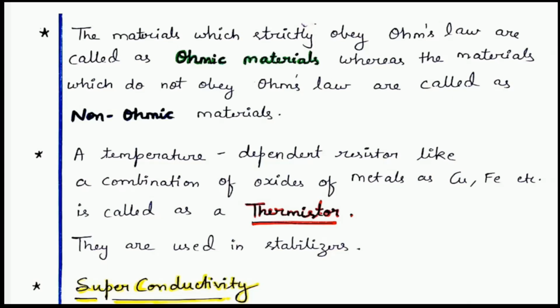For example, some combination of oxides of metals like copper, iron, etc. can be a thermistor. These thermistors are generally used in stabilizers. For example, if suddenly a large amount of current comes, then the resistance will increase and the flow of current will decrease. So they will stabilize the flow of current in a given equipment.